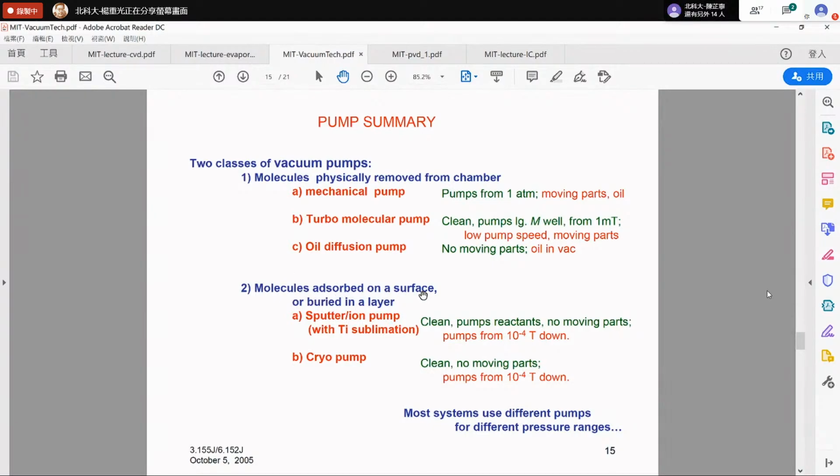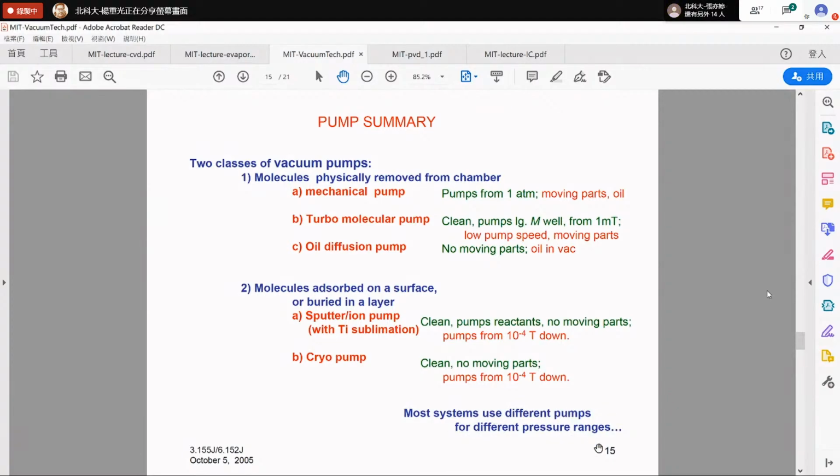And the second type of vacuum pump is where molecules adsorb on a surface, like the ion pump, which is quite clean. The pump reactants, no moving parts, and it pumps from 10 to the minus 4 torr. And the cryopump is the same, clean, no moving parts. Okay, so most systems use different pumps for different pressure ranges.